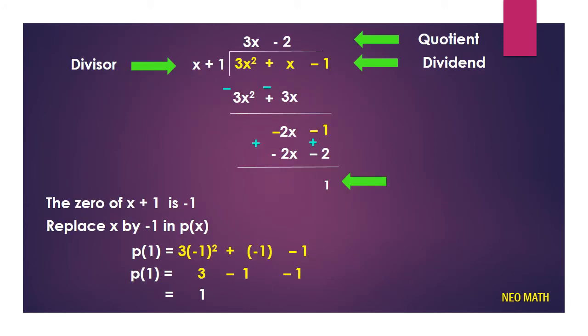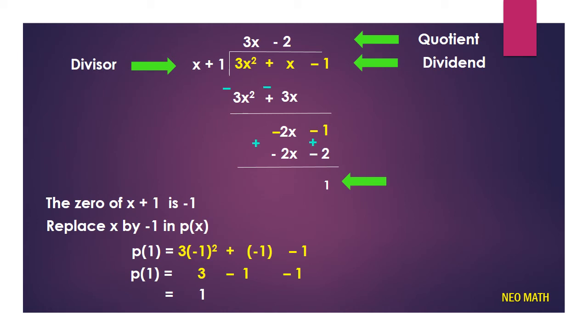We can find the remainder using two methods. When you divide 3x square plus x minus 1 by x plus 1, we get 1 as the remainder. So this is the long division method. And the second method, you have to find the 0 of the divisor. Here the divisor is a linear polynomial. X plus 1 is a linear polynomial. Linear polynomial means if the degree is 1, then it is a linear polynomial. So the degree of x plus 1 is 1.